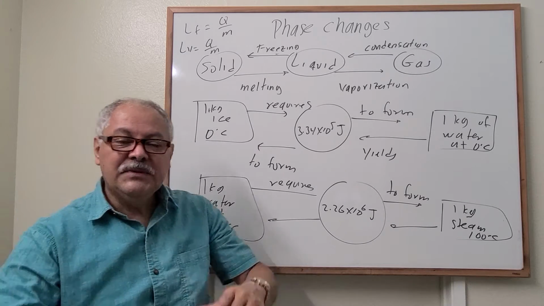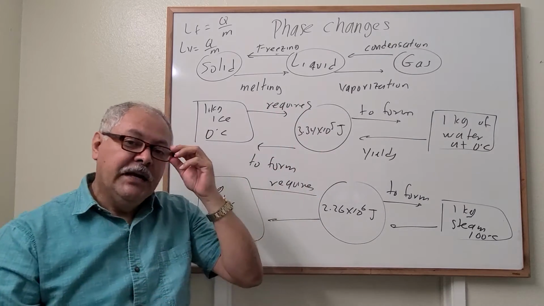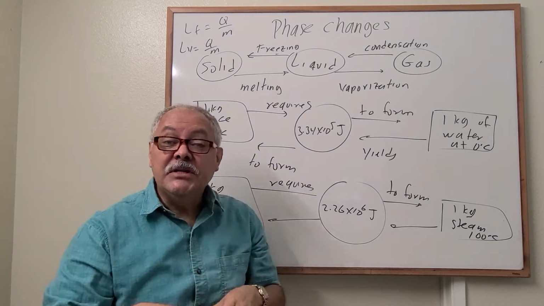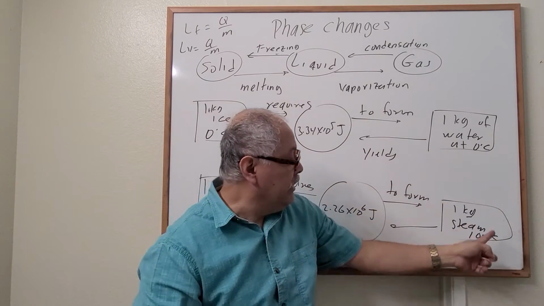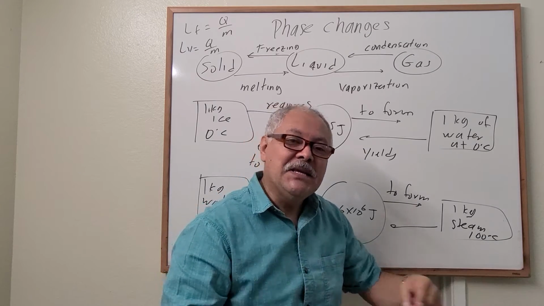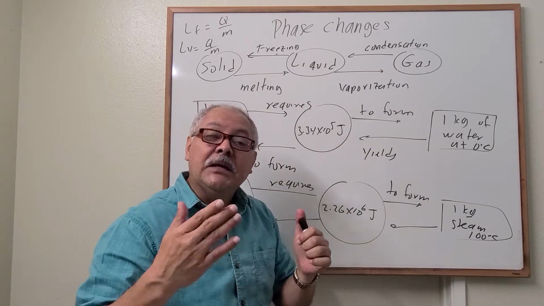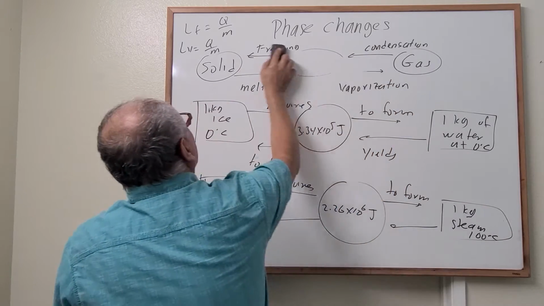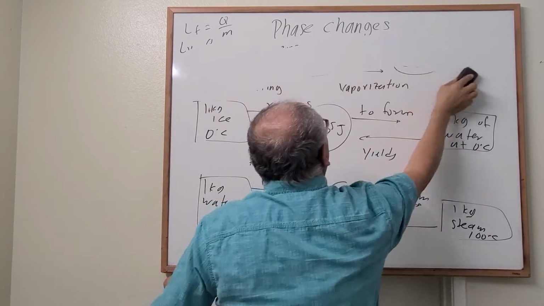Now let's take the whole picture and see what happens when we have ice at a temperature below 0 and we go to steam at a temperature more than 100 Celsius. Let's see how the steps look. Okay, let's do it.